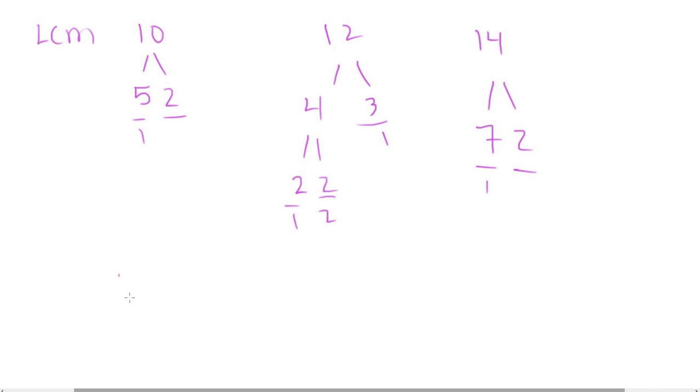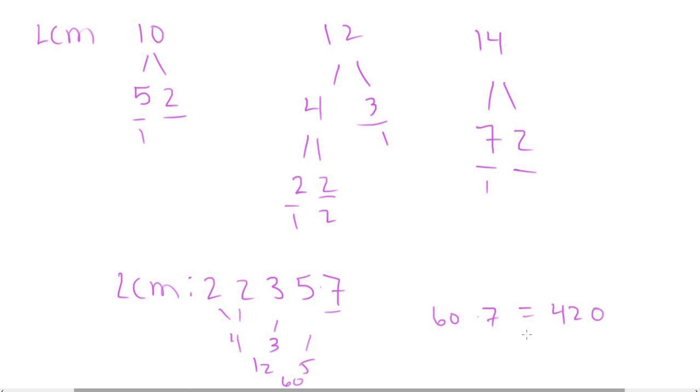So that's going to give me my LCM, which is going to be 2 times 2 times 3 times 5 times 7. So that's 2 times 2, 4, times 3, 12, times 5, 60. 60 times 7. 7 times 6, 42, add a 0, or 420. So I'm going to check that. Yes, by a closer inspection, I find that the LCM is in fact 420.